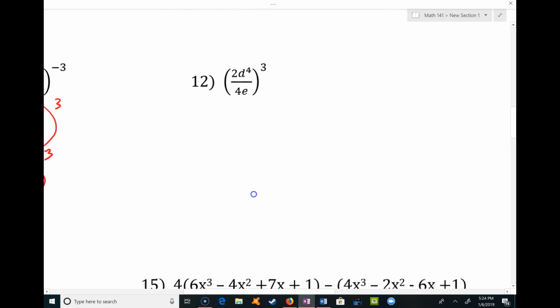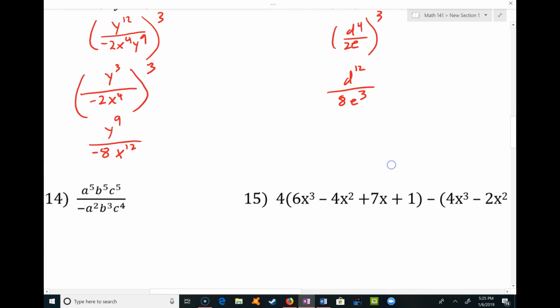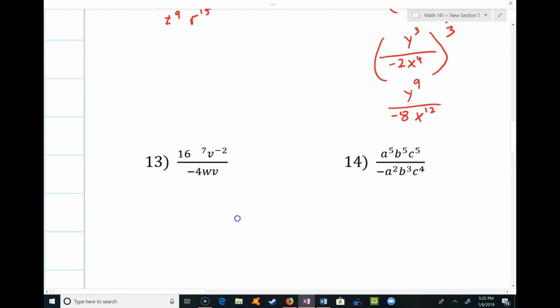Okay, here's another one where we can raise the whole thing to the third power. I could simplify first, like the 2 and the 4, so it would leave me with d to the fourth over 2e, raised to the third power. So then if I apply the third power, that'd be d to the 12th over 8e to the third. Okay, we're cruising here now.